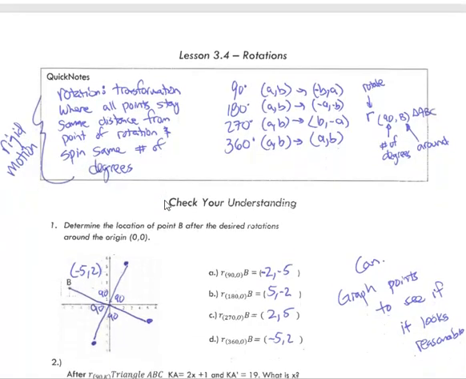Now, our quick notes: a rotation is a transformation where all points stay the same distance from the point of rotation and spin the same number of degrees. We're always going to be going counterclockwise. Since it stays congruent, it's a rigid motion.